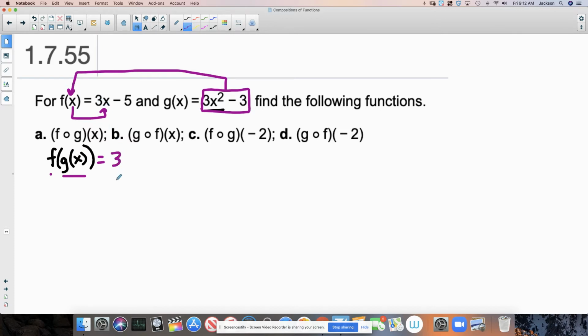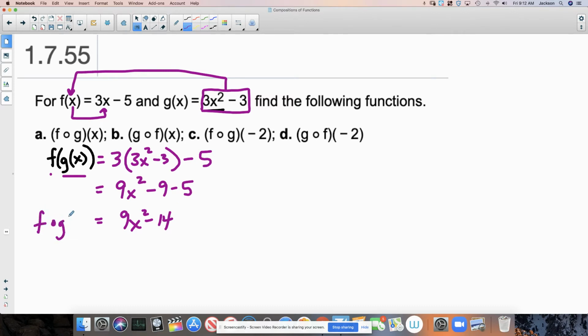So I have 3, but instead of putting an x here, I'm inputting this expression, which becomes 3 times 3x squared minus 3, minus 5. And then when we go to simplify this, all I have to do is distribute the 3 into these parentheses. So we get 9x squared minus 9 minus 5, which is equal to 9x squared minus 14. So here is our composite function f of g of x.